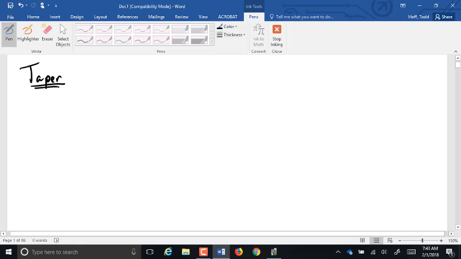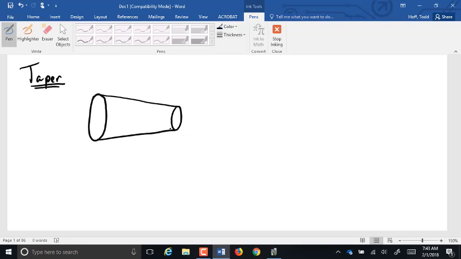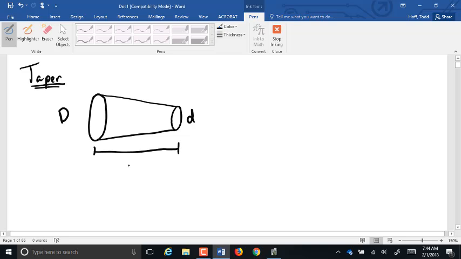A taper. A taper is used usually on round objects. It actually can be used for other shapes that go down proportionally along an axis, but it's usually for round objects. So something like that, whether it's a tapered leg for a table or a tapered shaft or whatever. We have a large diameter, which is going to be capital D, a small diameter, which is little d, and a length, which is L.